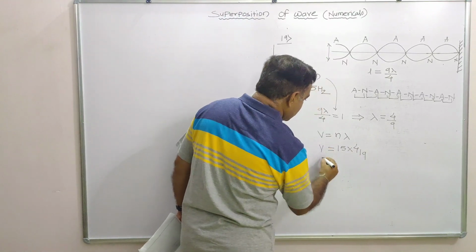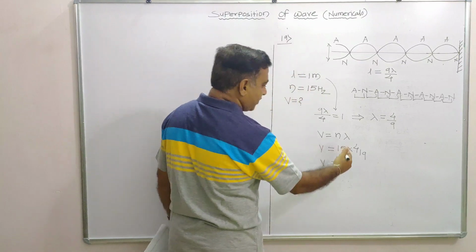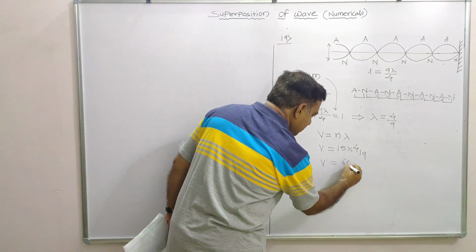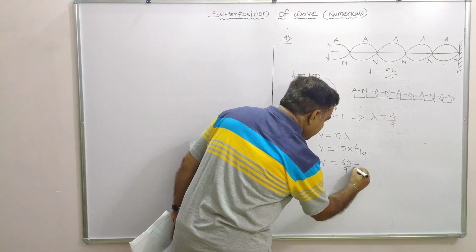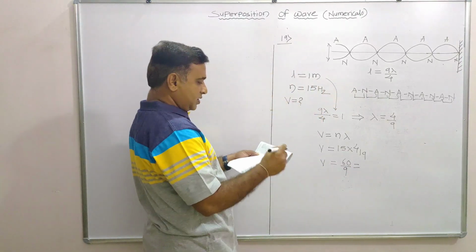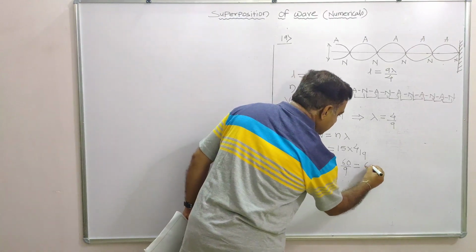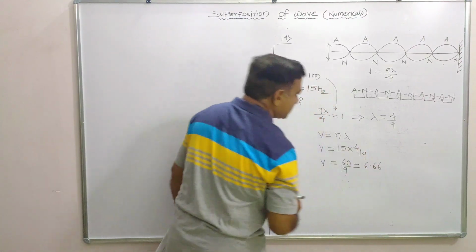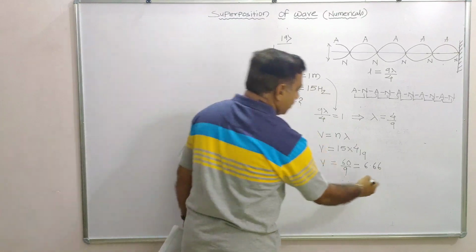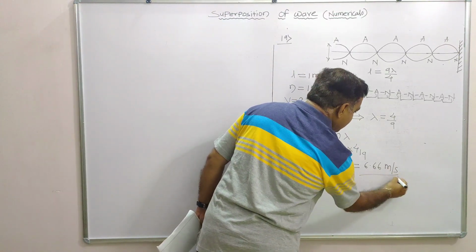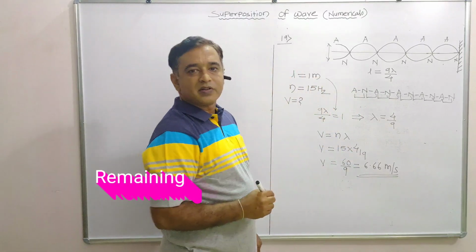Okay, and then velocity, after solving this, 15 times 4 is 60. 60 upon 9, it comes out to be how much? Our answer is 6.66. Obviously, all these are given in SI units, so the answer is in SI units. It comes out to be 6.66 meters per second.